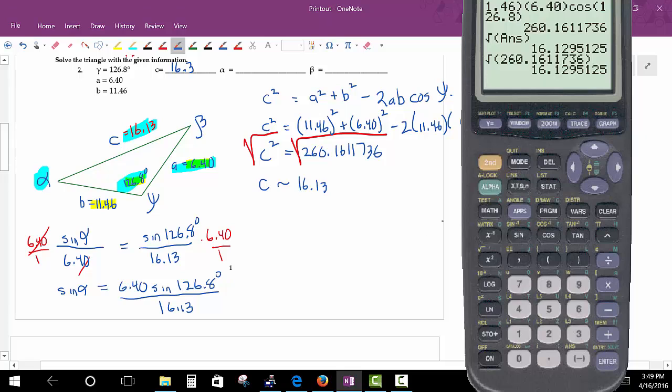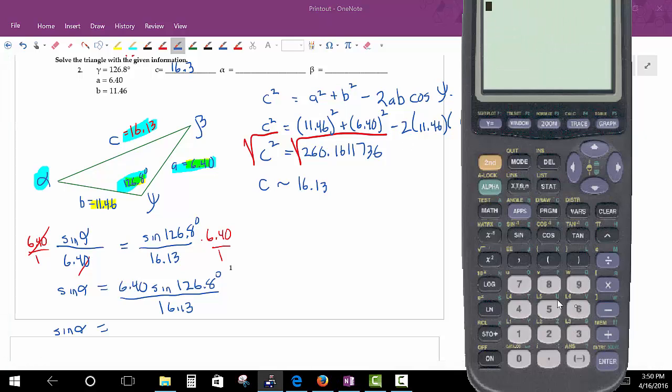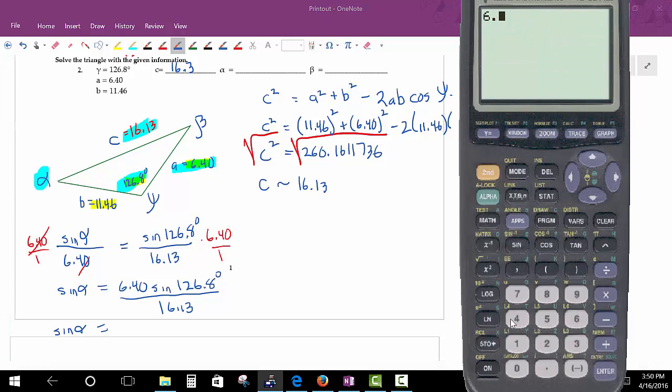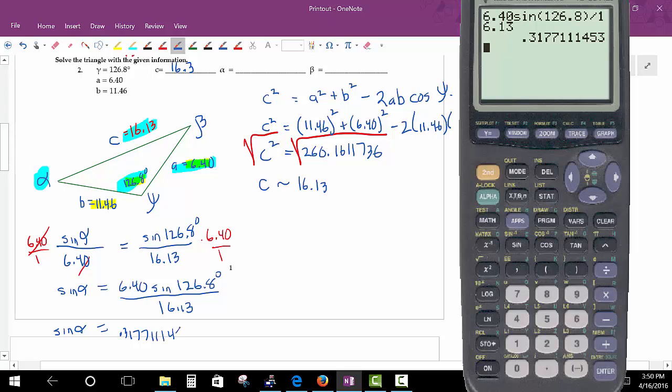And so I'm going to do that pretty much in one step on the calculator. So I'll go to my calculator and put that in. So I've got 6.40 times the sine of 126.8, close parentheses, divide by 16.13. And then we can record that. So that's going to be 0.31771111453. And now what I'm going to have to do is the inverse sine of that number.